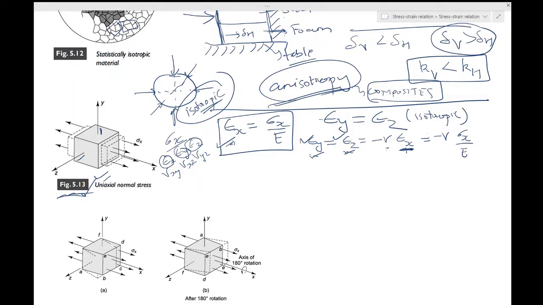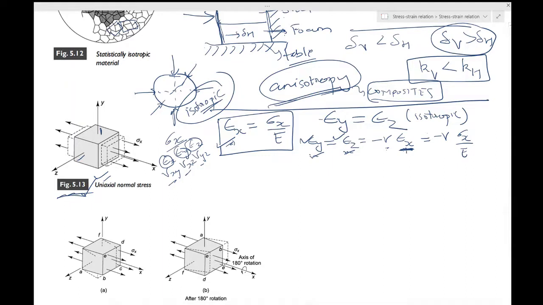Remember all of them are linearly related to sigma x. So sigma x is equal to c1 epsilon x plus c2 epsilon y plus c3 epsilon z plus c4 gamma xy plus c5 gamma xz plus c6 gamma yz. So we are still to find out what happens to them for this case.